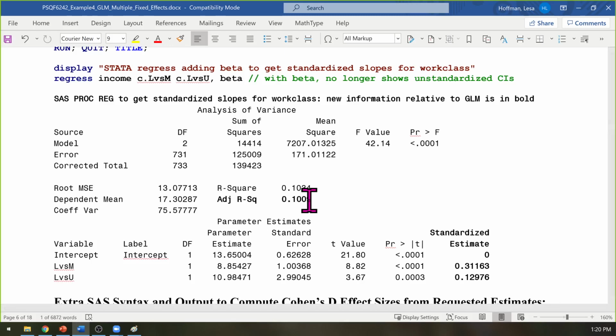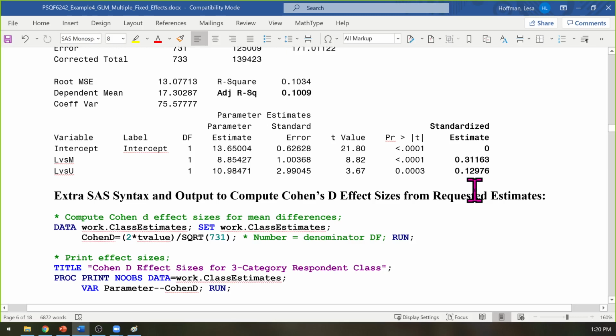Everything else we got out of GLM already, with the exception of this adjusted R-square, and the very last column over here, standardized estimates. So these standardized slopes, these 0.31 and these 0.13, those are in a correlation metric. So they tell you on the same scale as a Pearson correlation, ranging from -1 to 1, how absolutely strong of an effect the relationship is between group and income. So it looks like there's a much stronger relationship distinguishing low versus middle than there is low versus upper.